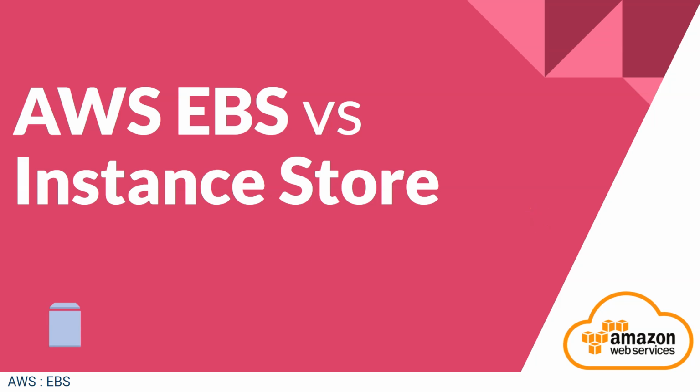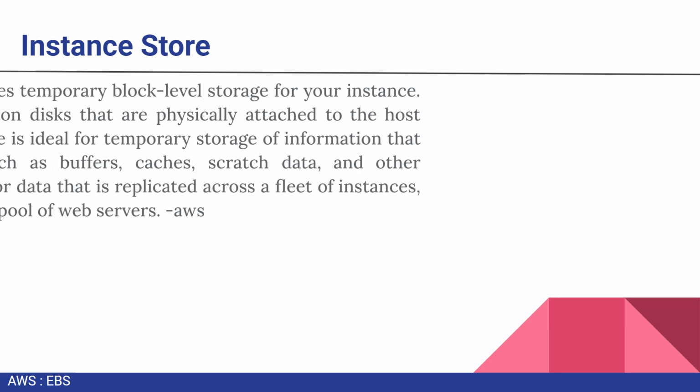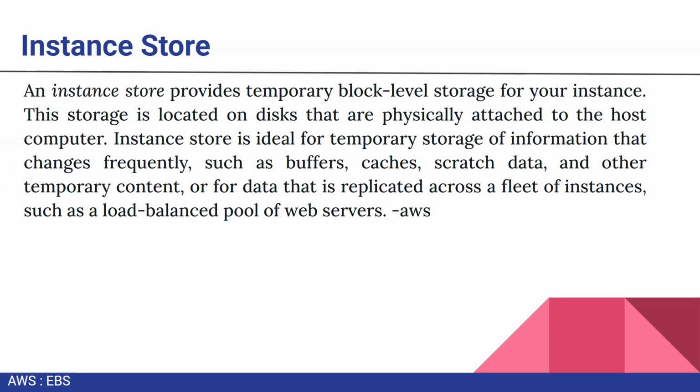In this session we are going to understand instance store and how it's different from EBS. So let's start. First, we'll try to understand what instance store is. AWS instance store provides temporary block-level storage for your instance. This storage is located on disks that are physically attached to your host computer.